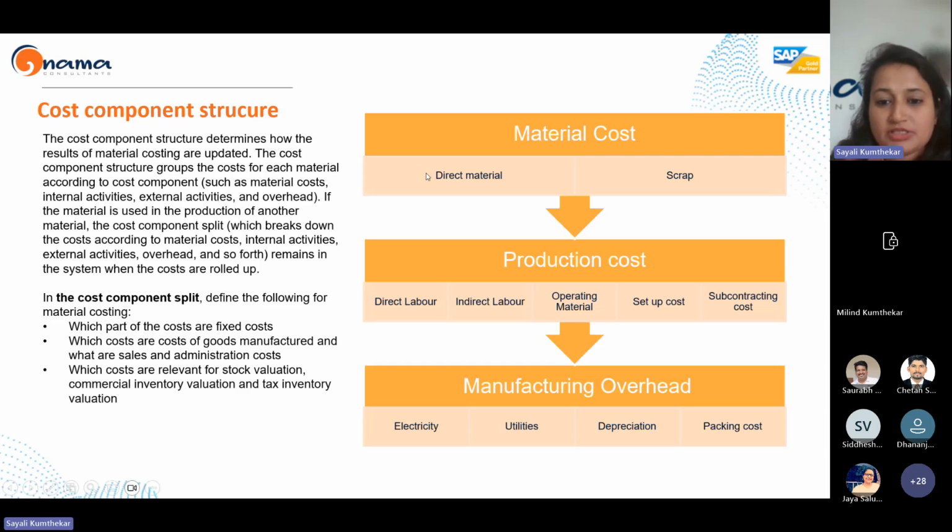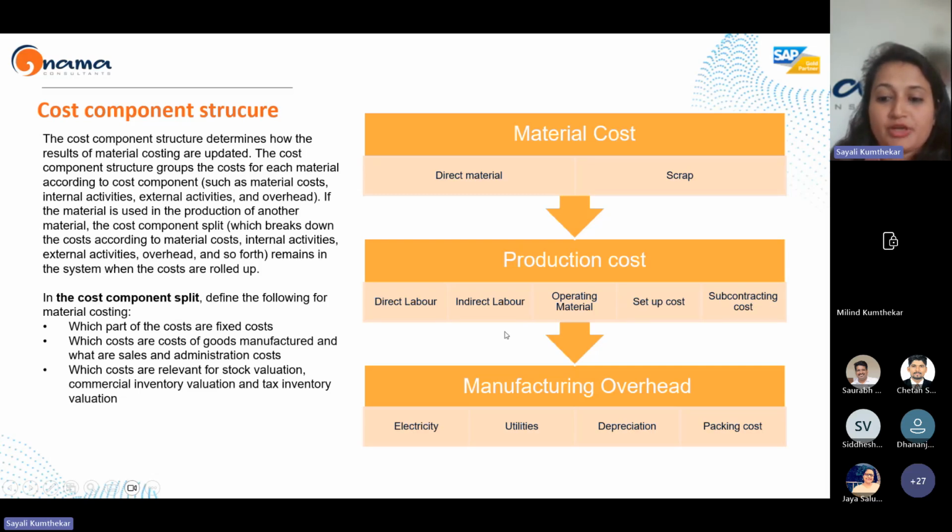So this is the cost component structure which we can define for every finished product. Suppose we have the total cost of 100 rupees that we can bifurcate in these many parameters. In material cost, you can get the breakup of per unit cost or as a direct material and the scrap. If you have included the scrap in your bill of material, the percentage you need to give or the quantity you need to give. Then the breakup of production cost, the direct labor you can get, indirect labor you can get, the operating material, setup cost, subcontracting cost, these breakups you can get.